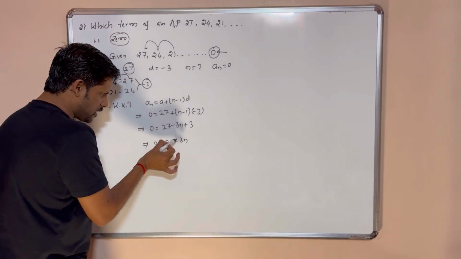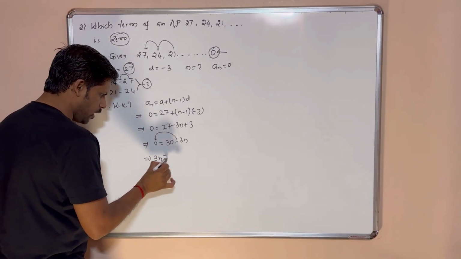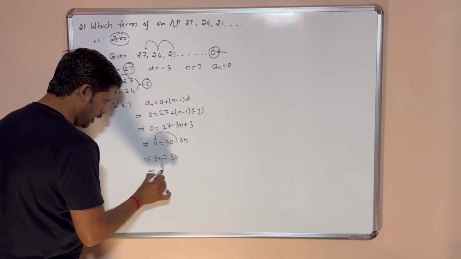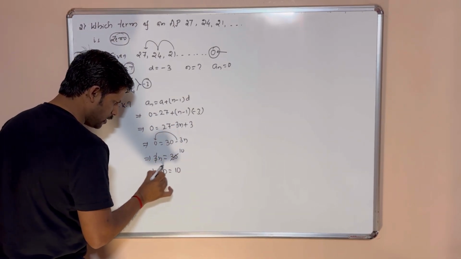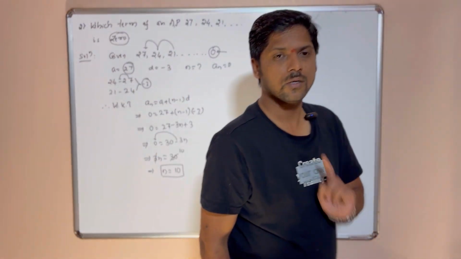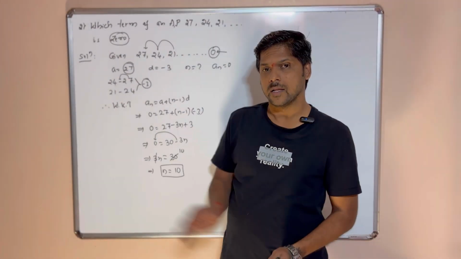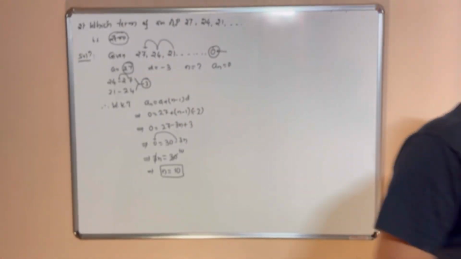Now take this minus 3n to this side. It becomes positive. So 3n is equal to 30. Then n is equal to 30 by 3, 3 ones are 3, 3 tens are 30. So therefore n is equal to 10. So 10th term is going to become 0. In this example, the 10th term will be 0. Right? Right on. Note it down.